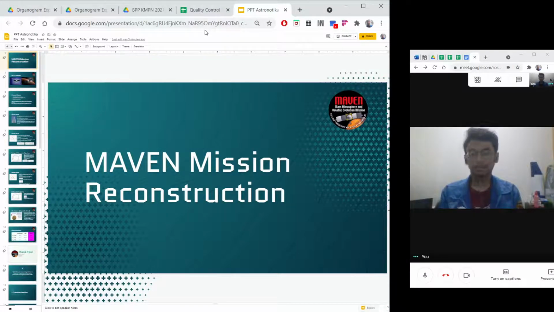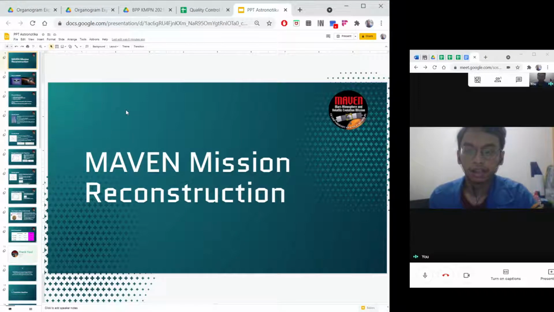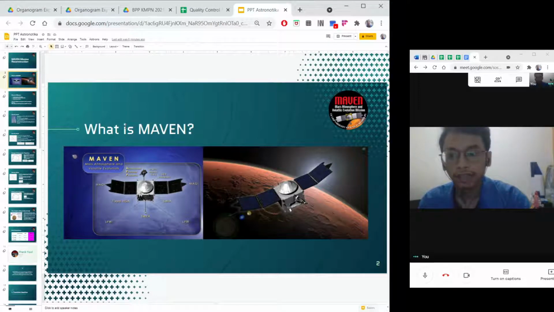In this opportunity, I want to present my reconstruction of the MAVEN mission for an astronautics assignment. MAVEN is Mars Atmosphere and Volatile Evolution. This is a mission which intended to observe and examine Mars' atmospheric condition. This mission was carried out in 2013, and today I want to present the reconstruction of the mission.